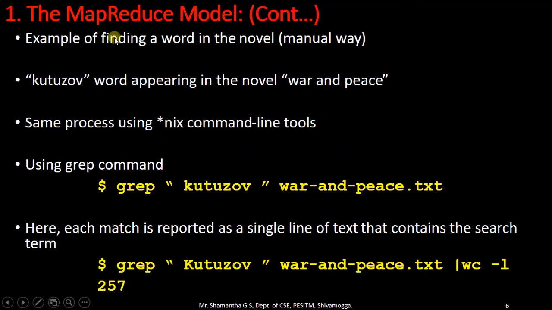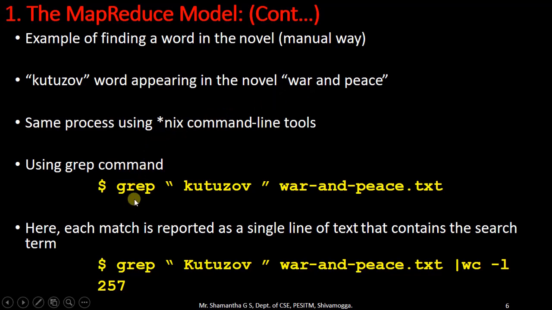In order to understand the MapReduce model, first we will do a small exercise of finding a word in a novel. This is the very old novel War and Peace, written in the Russian language, where Kutuzov is the name of the general. We are going to find out how many times the name Kutuzov is repeated in the novel War and Peace. For doing that, we will make use of some Unix command tools such as grep.